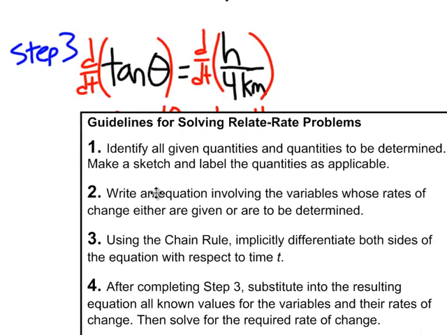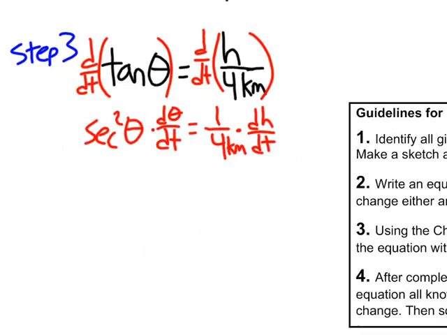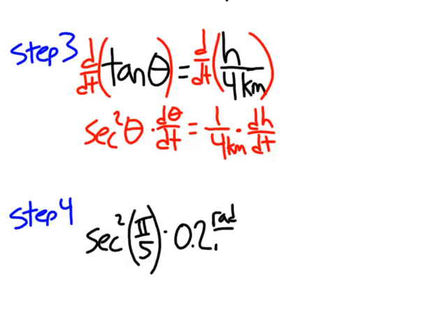So finally, step number 4, substitute in all those values that we documented back in step 1 and solve for the required rate of change. All right, so way back at step 1, we had said that theta would be equal to pi over 5. So we'll write secant squared of pi over 5. And then d theta over dt we said was 0.2 radian per minute back in step 1. And that equals 1 over 4 kilometers times dh over dt.